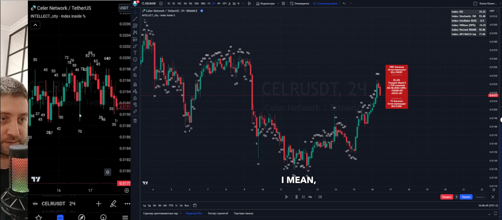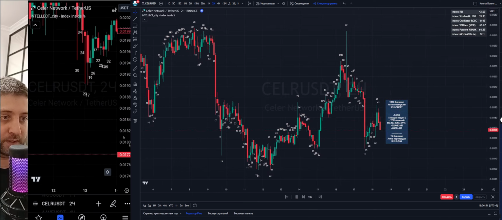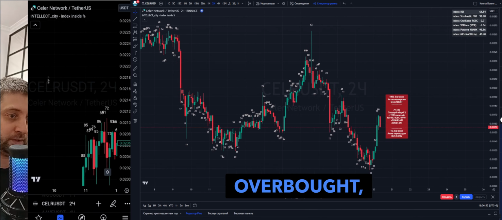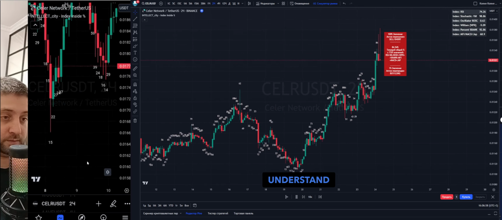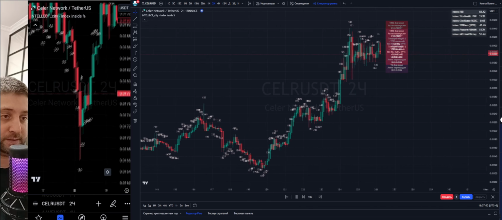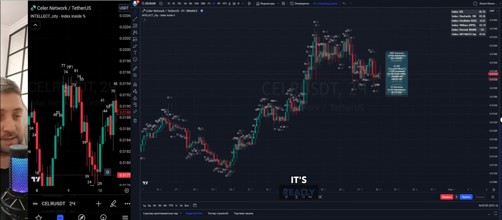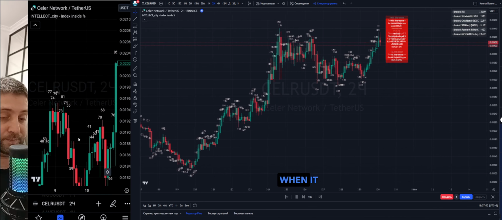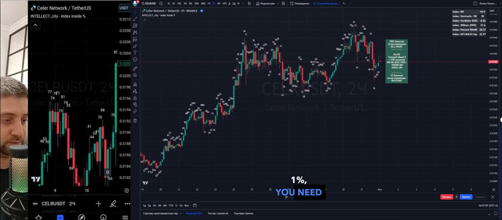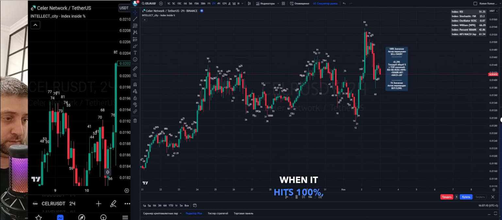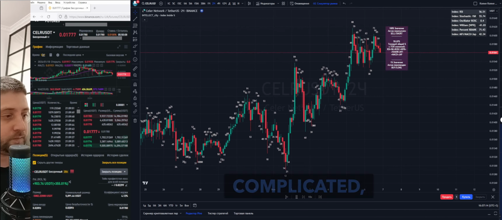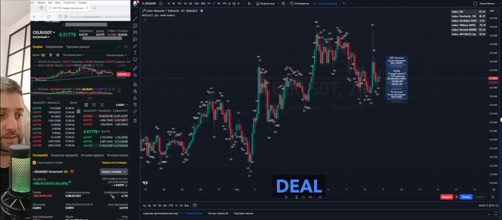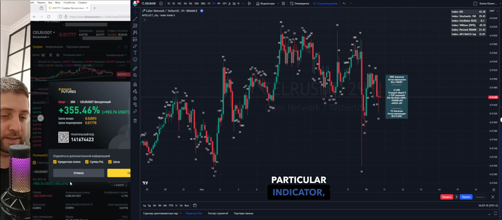I mean, what it does, it takes when 100% is overbought, 1% is oversold. So we roughly understand where we should sell, where we should buy. It's really simple and easy. When it reaches 1%, you need to buy. When it hits 100%, you need to sell. In principle, nothing complicated. Here I show what kind of deal comes out with this particular indicator.